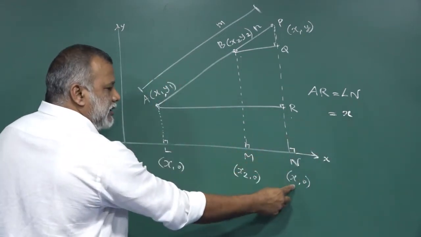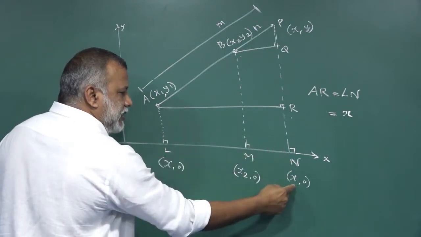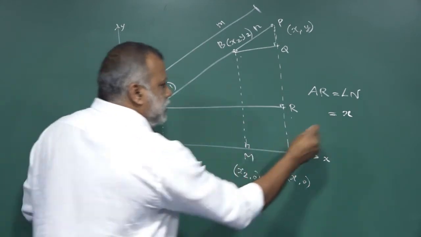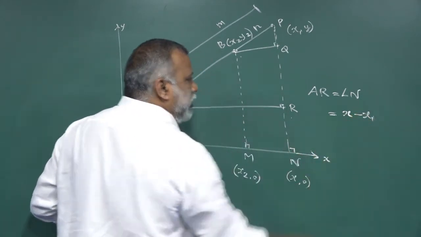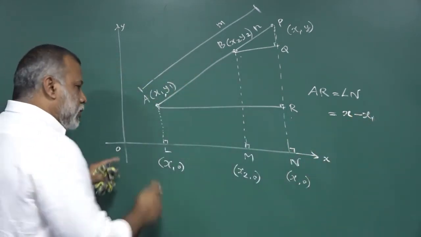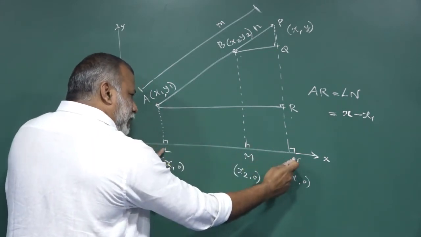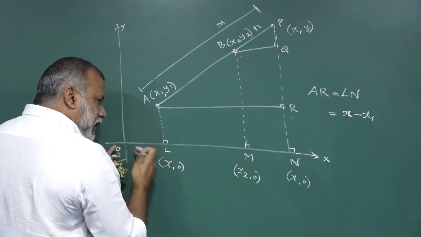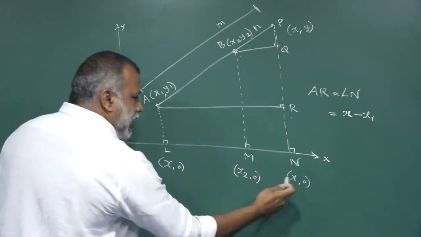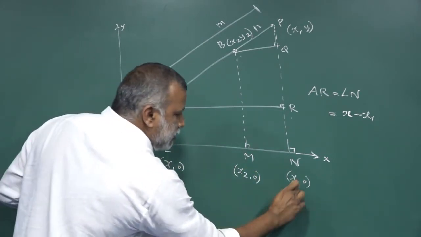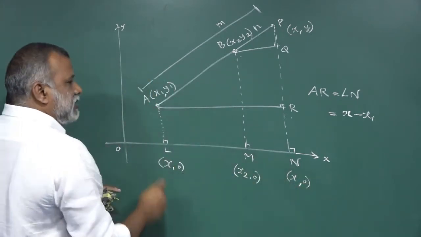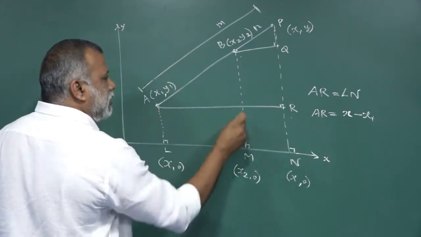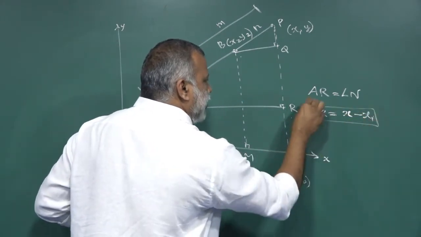Origin to this value is X. The distance from origin to N is X. Origin to L is X1. If you are removing that, it should be X minus X1. So we need LN. How are we able to find it? From origin to this distance is X, just removing OL. So the OL value is X1. This is X minus X1. We can get this as AR. So the value of AR is X minus X1.